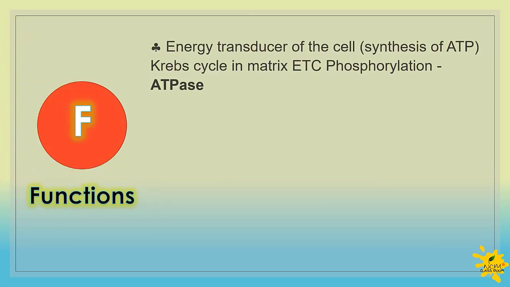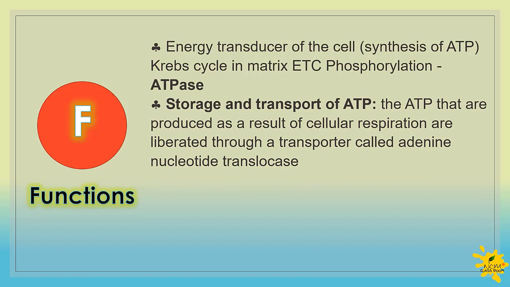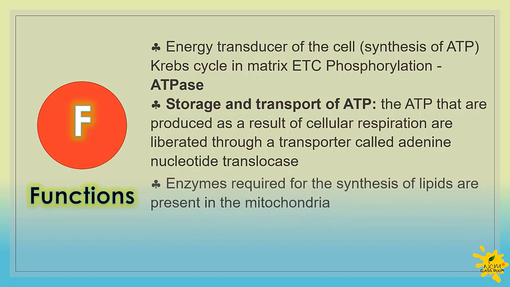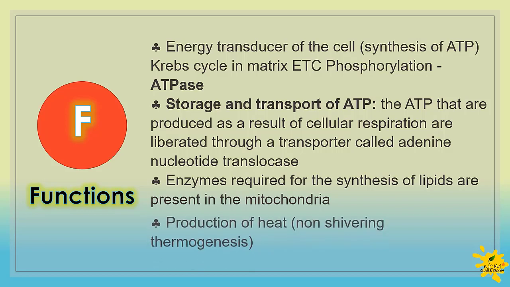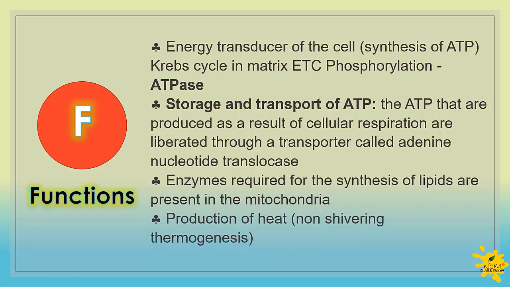The next is functions. Energy transducer of the cell. This is synthesis of ATP: Krebs cycle in the matrix, electron transport system, and phosphorylation, where ATP synthase is involved. Storage and transport of ATP: the ATP produced as a result of cellular respiration is liberated through a transporter called adenine nucleotide translocase. Enzymes required for the synthesis of lipids are present in the mitochondria. Production of heat, non-shivering thermogenesis.